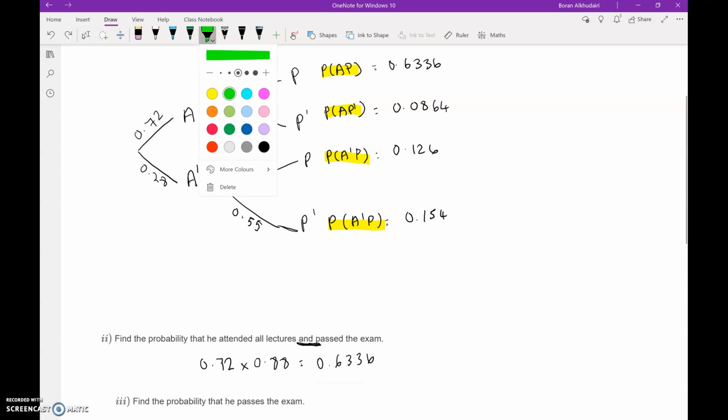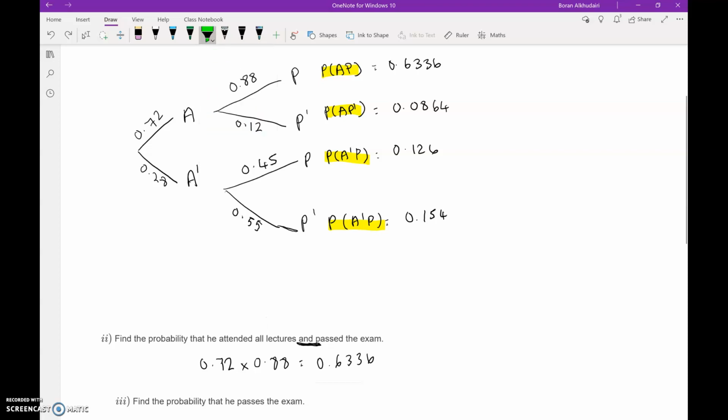Okay, so let's highlight. There's a probability that he attends and he passes, so that is him actually passing. So I'm going to tick that. Then there's a probability that he doesn't attend the lectures, but he still passes. So that is this probability.